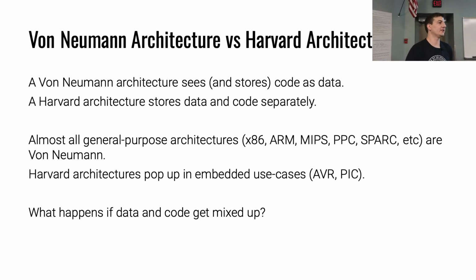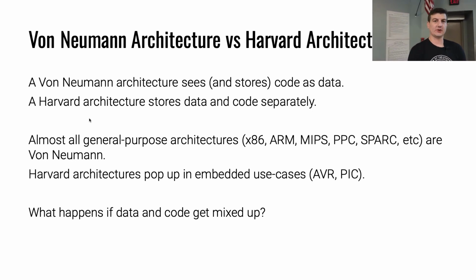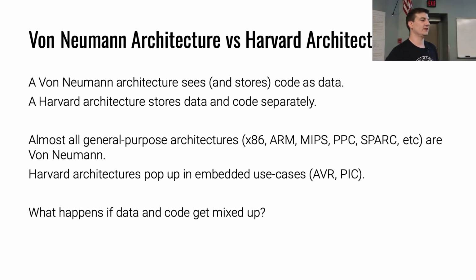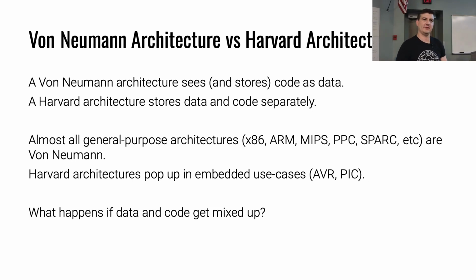This is a fundamental difference in CPUs and computer architectures. Fundamentally, a von Neumann architecture sees and stores code as data. We've been talking about data when we access things from memory. What's the lowest level of information that we can access from memory? A byte. Yeah, just bytes. It's bytes in memory. So if we ask for a byte, we get a byte.